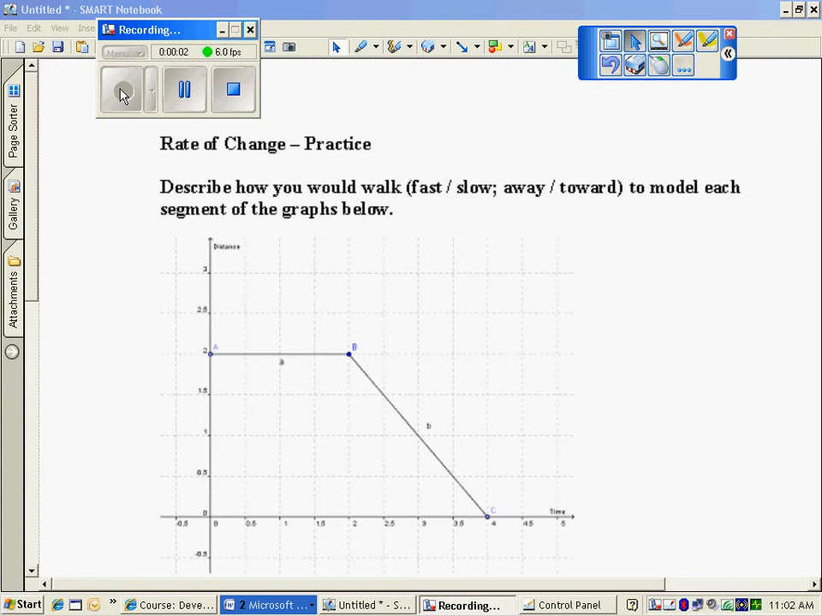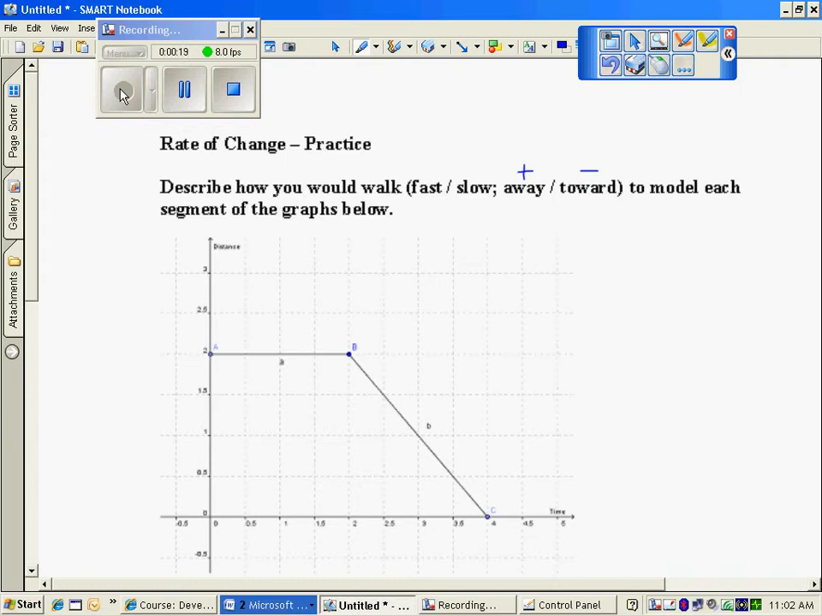The solution to the practice problems on rate of change. When we want to describe how fast we're moving, or the rate, we really want to look at two things. Is it slow or fast? And is it moving away or toward? In other words, when it's moving away, it's positive. When it's moving toward, it's negative.